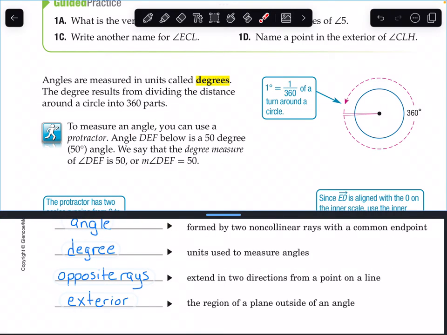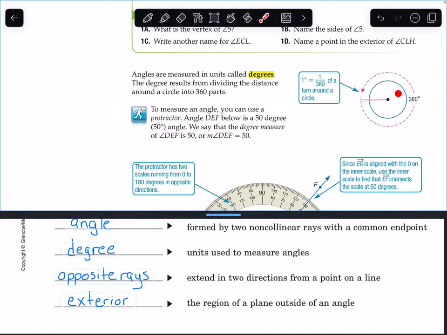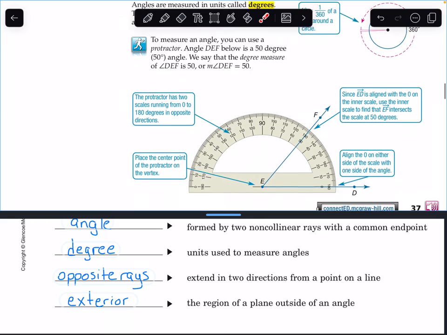To measure an angle, you can use a protractor. Angle DEF below is 50 degrees. Note the symbol for degree there, the small circle in the corner. We say that the degree measure of angle DEF is 50, or measure of angle DEF equals 50. Please be aware that degree is not the only possible unit for measuring an angle, but it is the most common and the one we will use in this class.